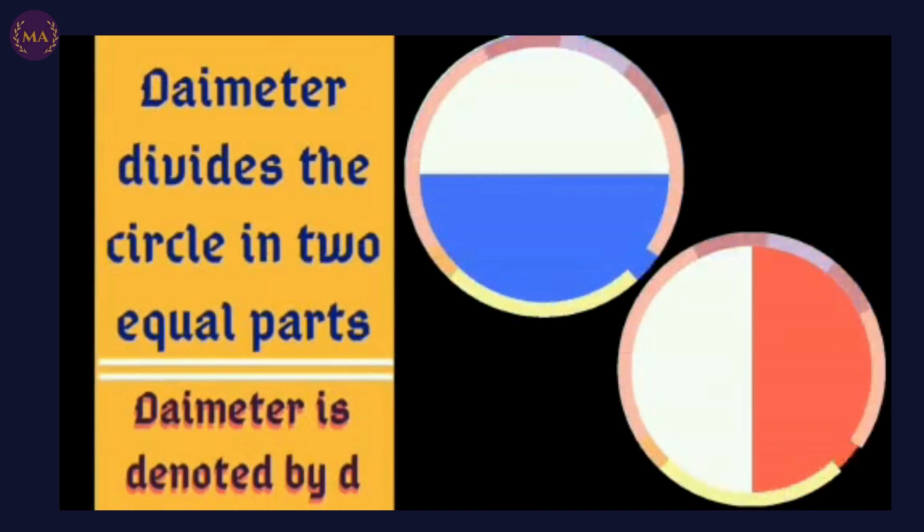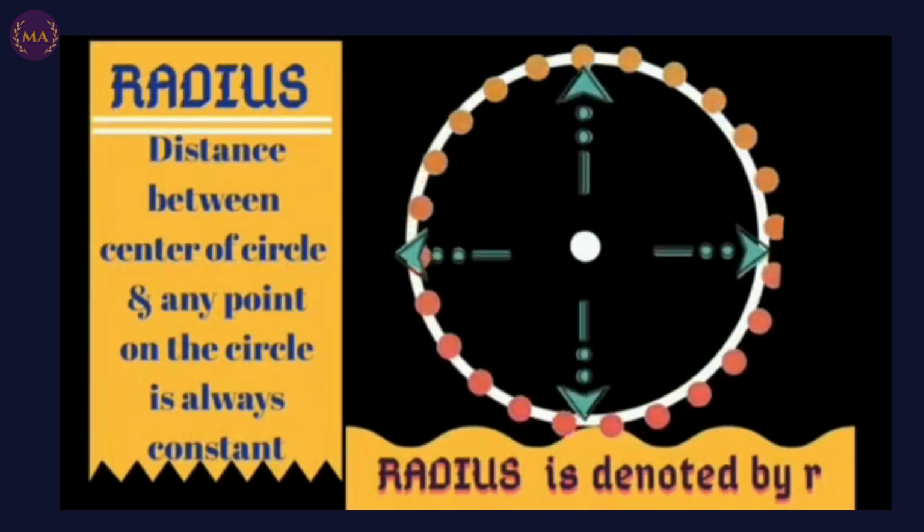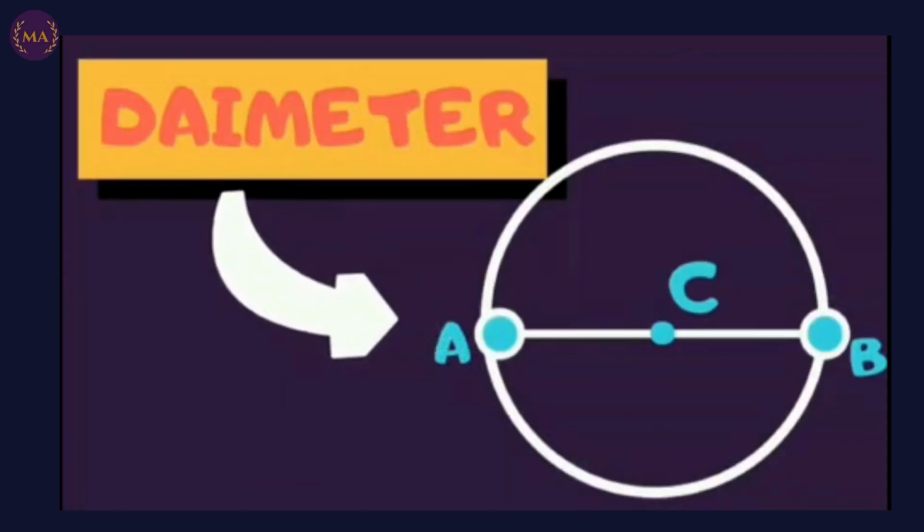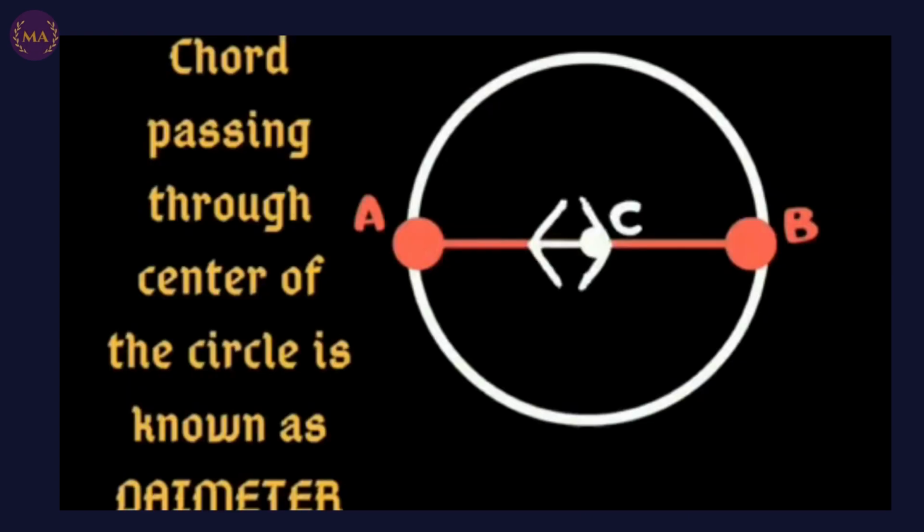Diameter is denoted by D. Yes, a diameter is a special type of chord. Chord, a line segment whose both endpoints are lying on the circle, is known as a chord.